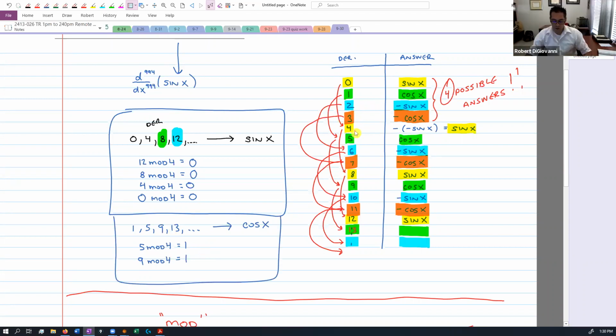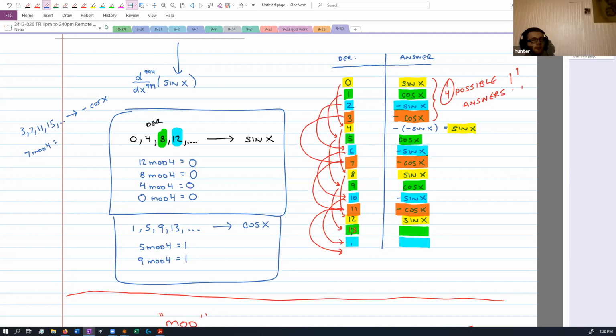What about the list of the orange numbers here? 3, 7, 11. The next one would have been 15. If we do any of those, the answer will be negative cosine x. But what do you get when you mod these? I'll just do 7 mod 4. What's that? You should get 2, right? Is it 2? Hold on. No, that's 3. Isn't it 3? Yeah, 3.